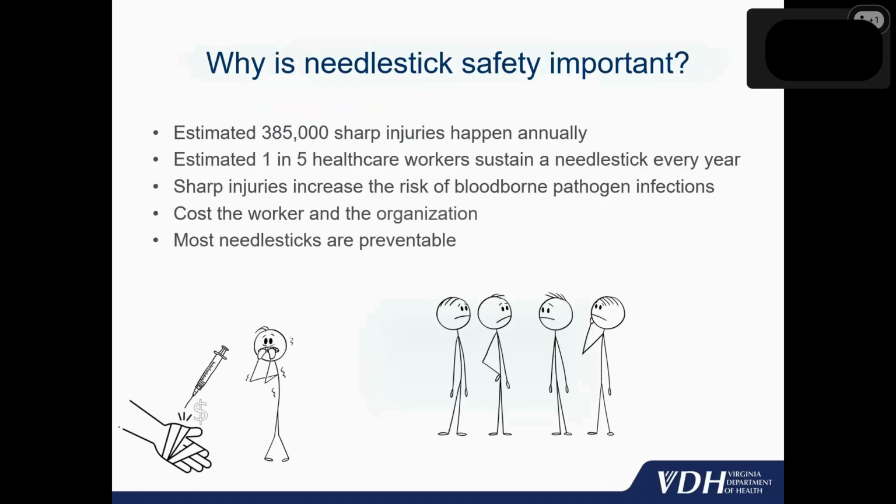Why is needle stick safety important? An estimated 385,000 sharp injuries happen annually in the United States. The WHO estimates 3 million bloodborne pathogen exposures occur annually based on only reported needle sticks. The American Nurses Association estimates that 1 in every 5 healthcare workers sustains a needle stick injury yearly. Various factors affect the risk of exposure, including the source patient's blood, the route of entry, and the device used. The risk of seroconversion from a positive source is 6 to 30% for HBV, 2% for HCV, and 0.3% for HIV, with hollow bore needle sticks posing the greatest risk.